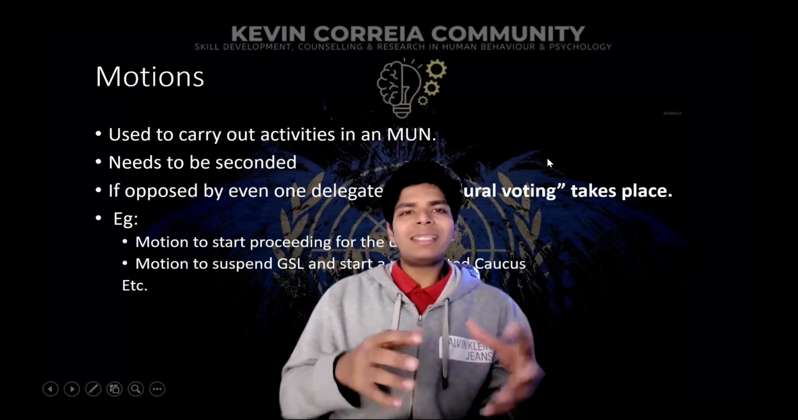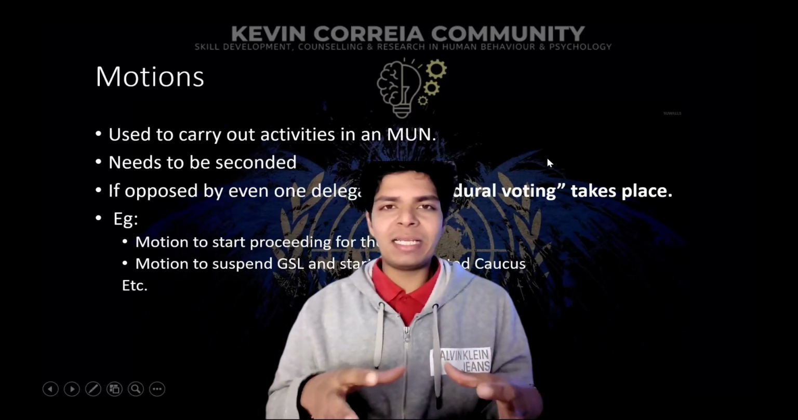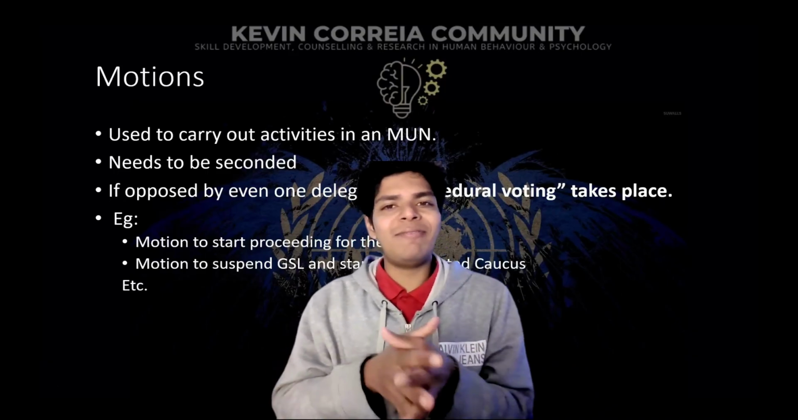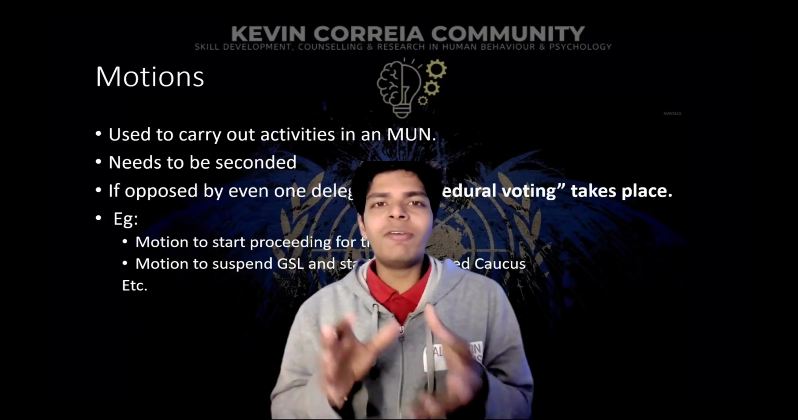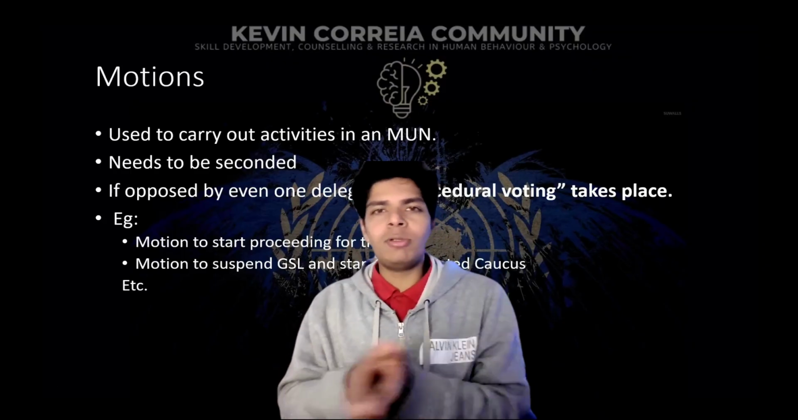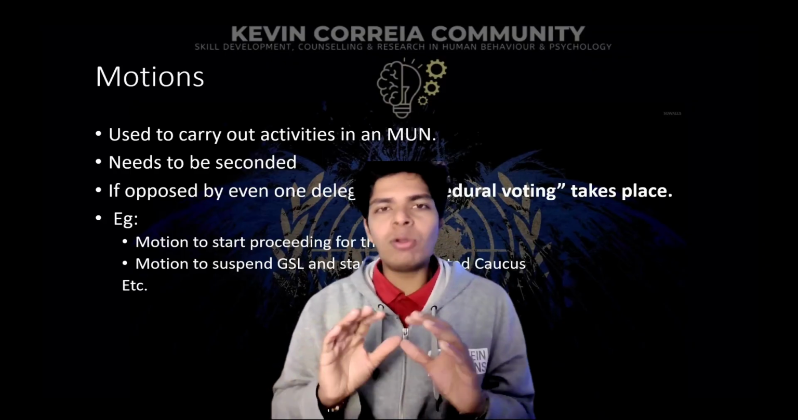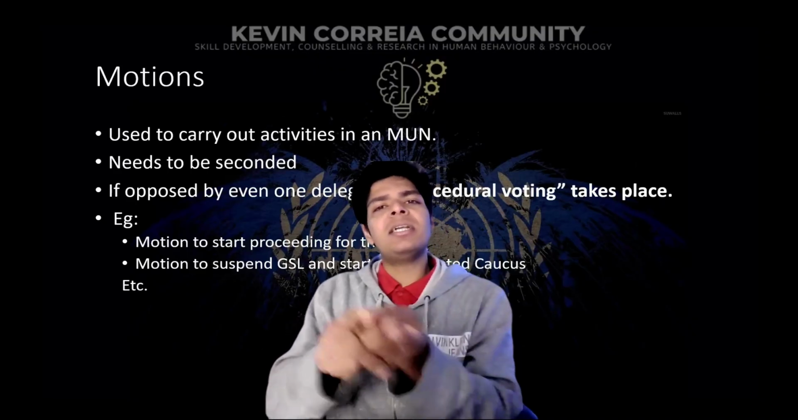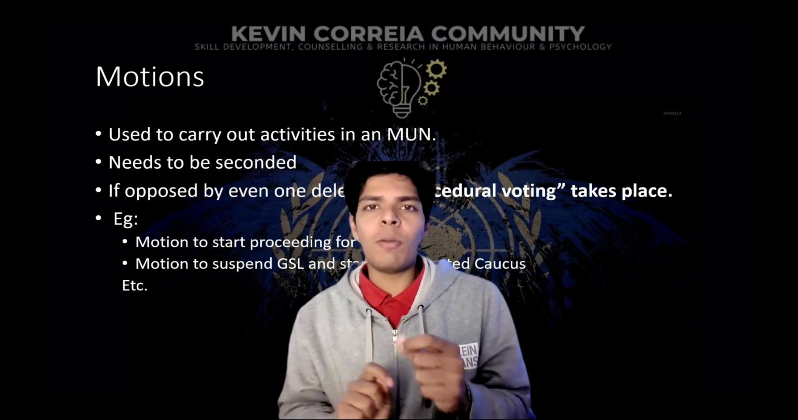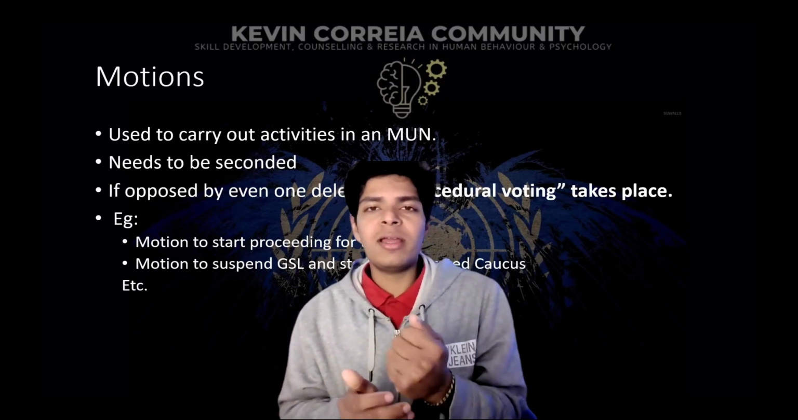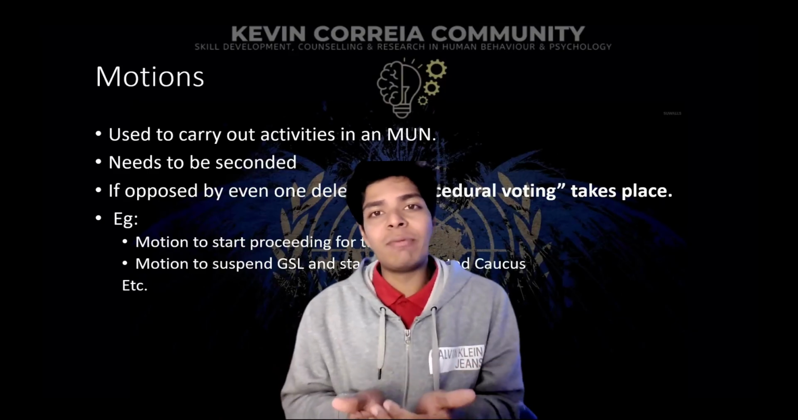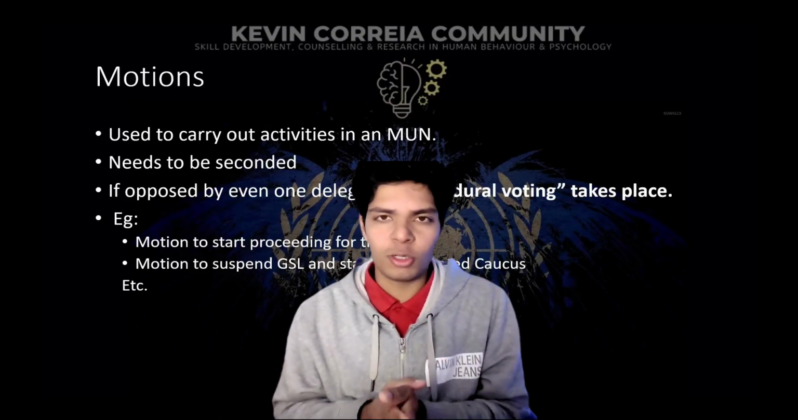Now, what exactly is a motion? A motion is basically a decision making process so that different events or different activities can be carried out throughout the MUN. So, how does it happen? It always happens in a democratic fashion. That means every single delegate in the room gets an opportunity, or has to vote, whether they would like that motion to be carried out or not, whether they want that activity to be carried out or not.